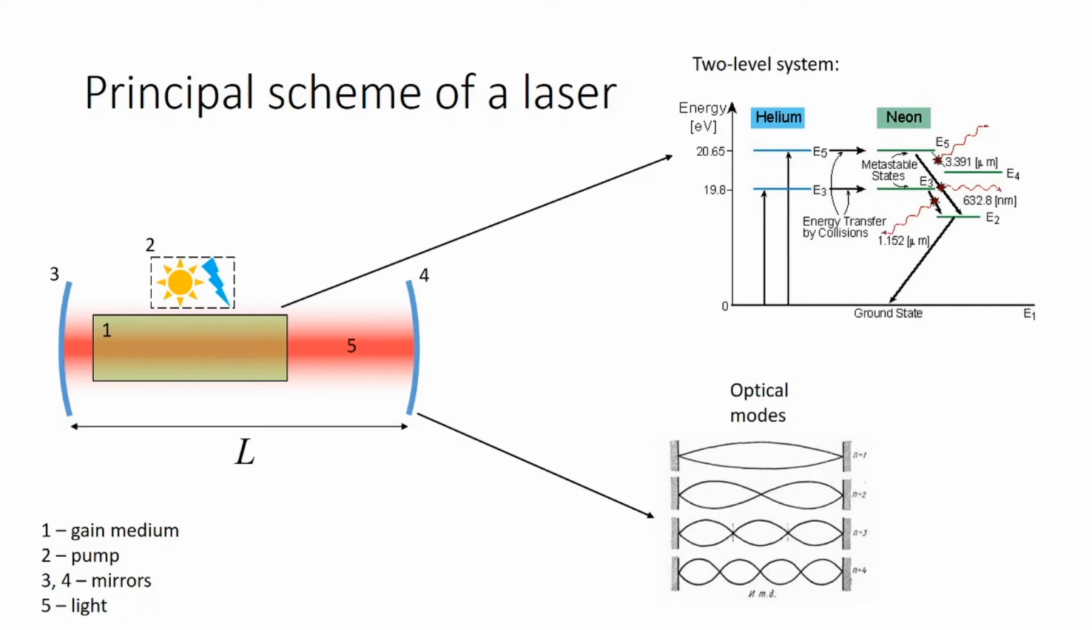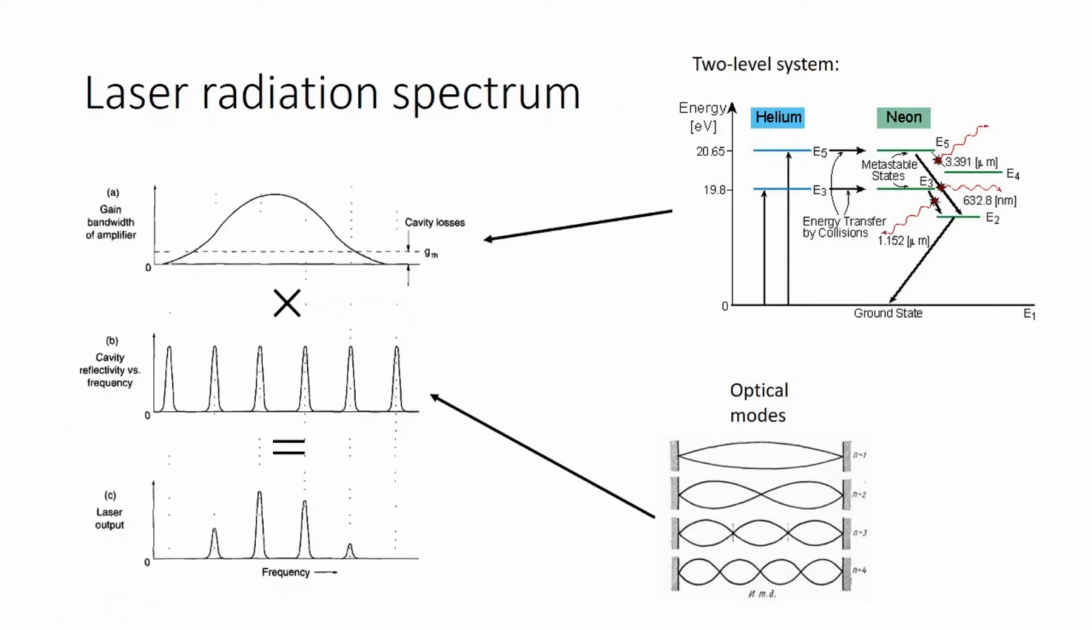We will begin our analysis by considering the scheme of a conventional laser. Its principal components are the gain medium, providing a two-level system, the pumping element, providing inverse population for the two-level system, and the optical cavity, also referred to as an optical resonator. The cavity is basically a pair of high reflecting mirrors confining the light inside of the gain medium.